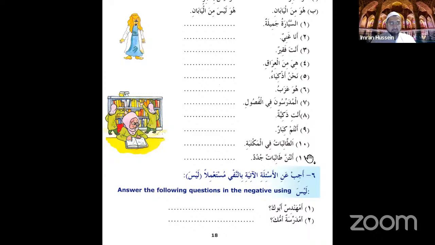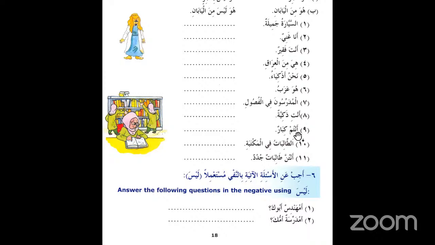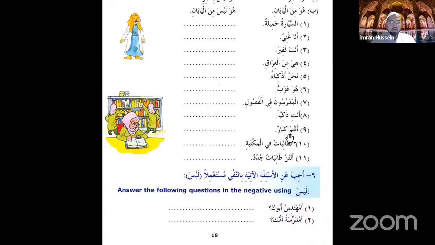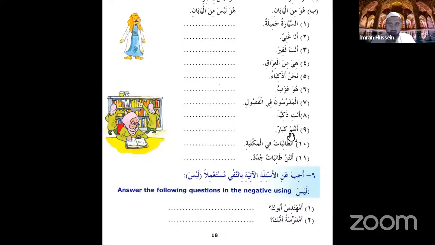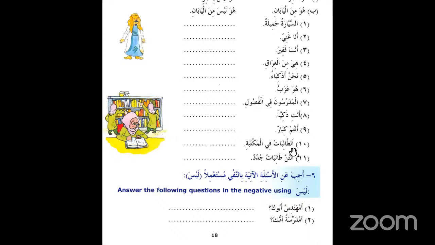9, 10, and 11. Antum kibarun. Translation. What's antum kibarun? You are big. Yep. Antum lastum kibaran. Excellent. Number 10. At-talibatu fil maktabati. The student is in the library. At-talibatu lasna fil maktabati. Correct.